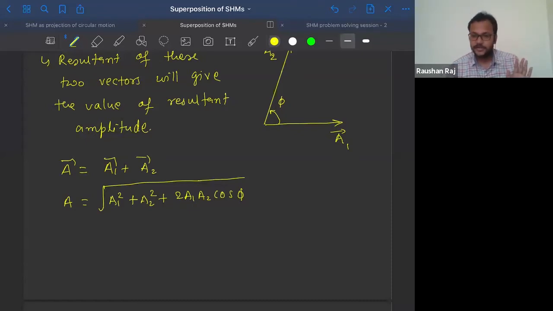That is what I have written here. If A is A1 plus A2, then A will be equal to the square root of A1 square plus A2 square plus 2 A1 A2 cos phi. Here, what is phi? If you see the concept of the phasor vector, phi is the angle between the A1 and A2 vectors. In terms of simple harmonic motion, phi is the phase difference between y2 and y1.